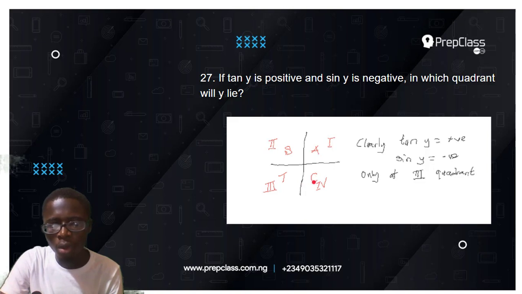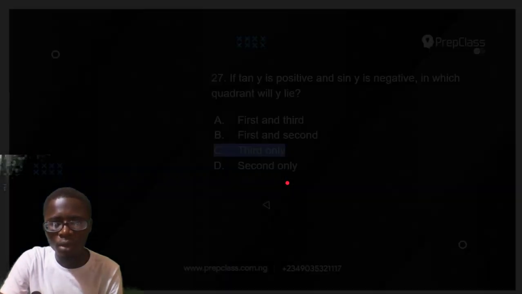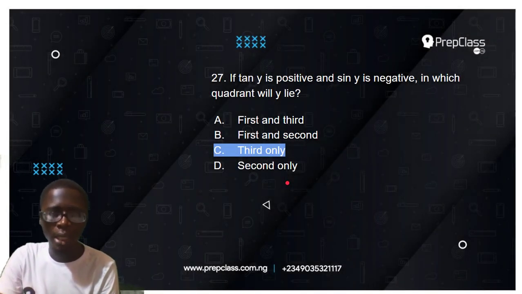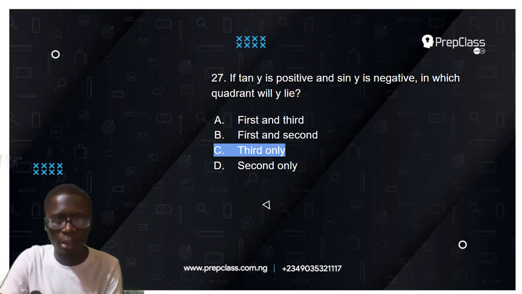Now, if you come to cos, here at the fourth quadrant, cos is positive, while both sine and tan are negative. So you see, this leaves us with the third quadrant, which happens to be our answer, because clearly tan Y is positive there, but sine Y is negative. And only in the third quadrant can this happen. So, as you can see, our answer is option C.